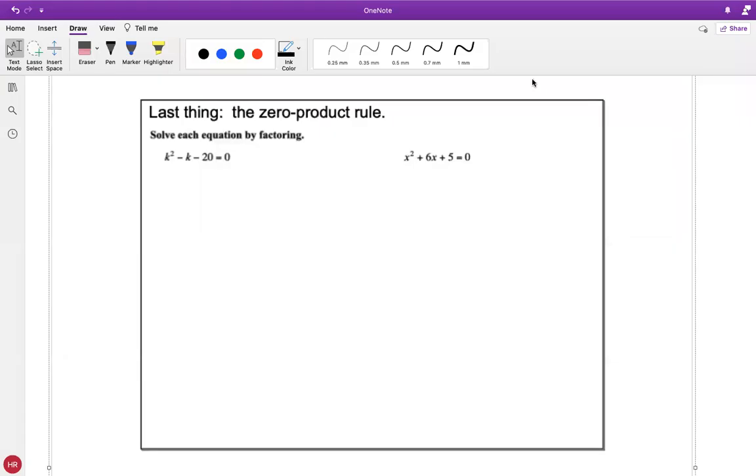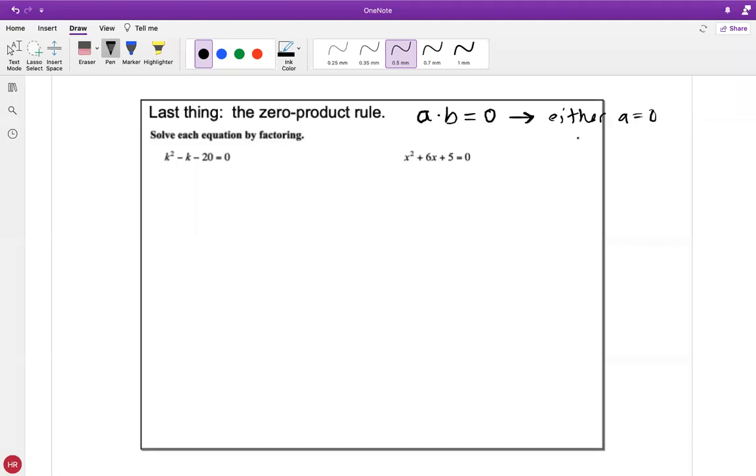All right, hello again. This is the last thing today. It's just called the zero product rule. And it means this. It means if I have any two things multiplied together, A and B, and I get zero, that means either A equals zero or B equals zero.